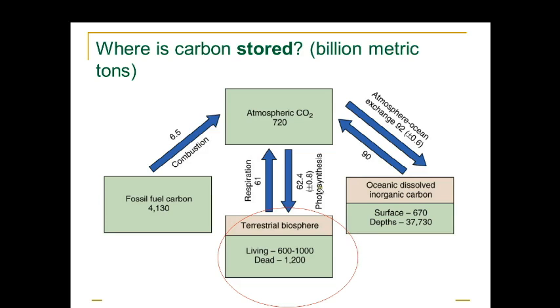Where are we storing carbon? We have a lot stored in the terrestrial biosphere, living and dead things. A lot is there. There's some in the atmosphere. There's also a ton stored in the ocean and some in fossil fuels. And we can exchange between the various places through, for example, combustion of fossil fuels puts it in the atmosphere. Respiration and photosynthesis take it out of the atmosphere or put it back into the atmosphere from the biosphere. And then we have an atmosphere-ocean exchange that goes both ways as well.